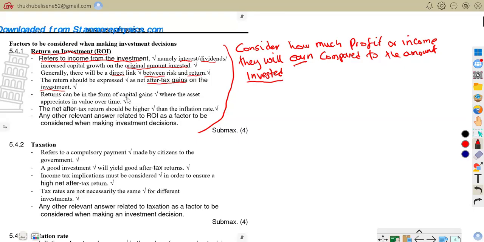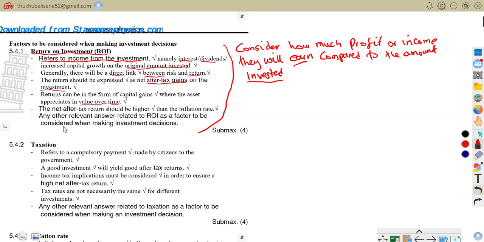Returns can be in the form of capital gains where the asset appreciates in value over time. So the returns can be in the form of capital gains because you're going to make an investment and it's going to mature over time.